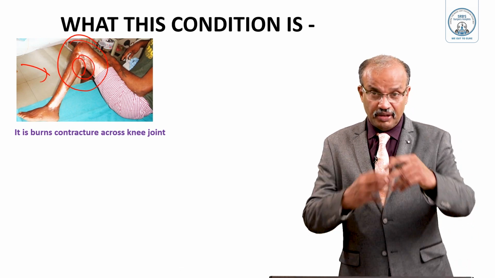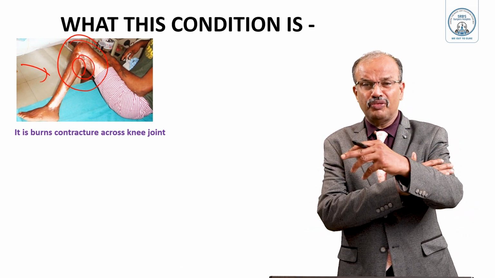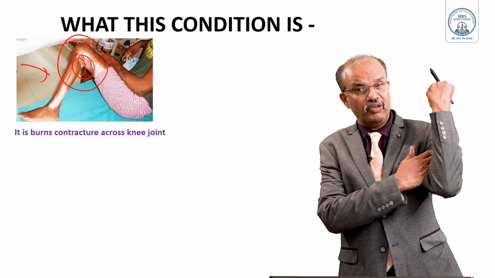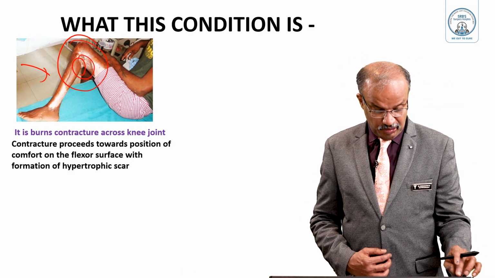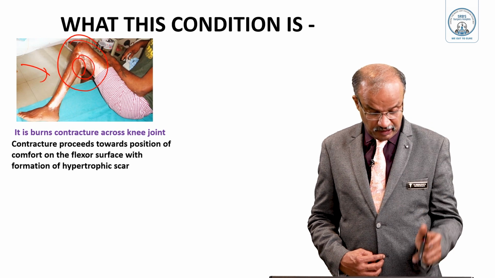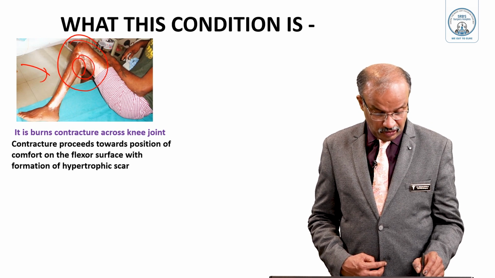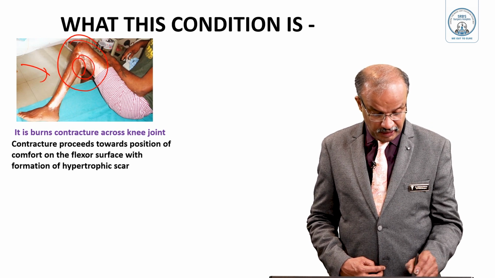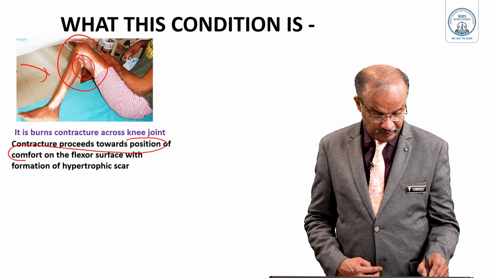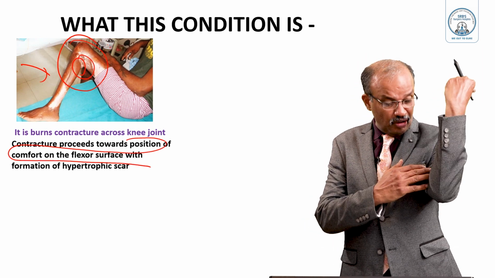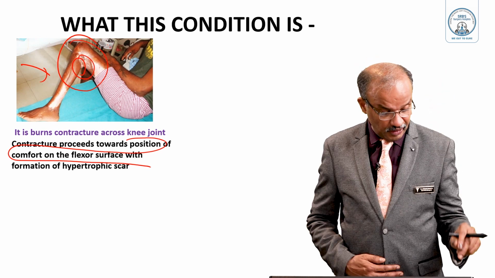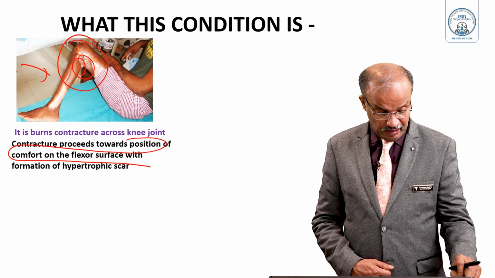See that? There is an old burn injury which has caused a contracture like this. So that is the contracture. Contracture proceeds towards the position of comfort on the flexor surface with the formation of hypertrophic scar. See, that is very important. Position of comfort occurs like this. Usually contraction occurs over the flexor surface. This is the position of comfort naturally.